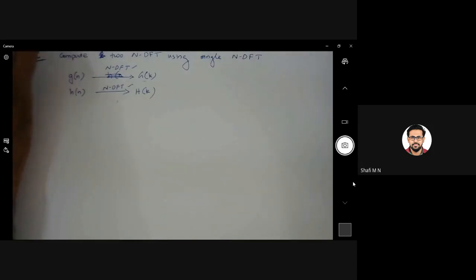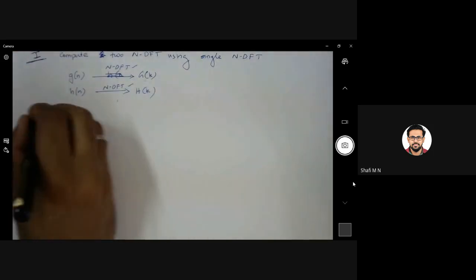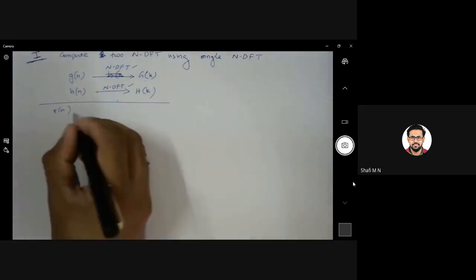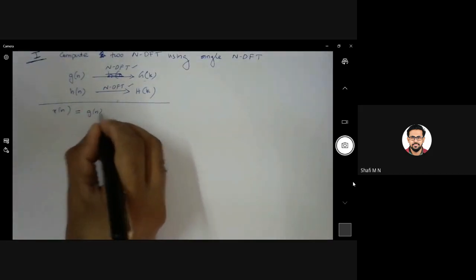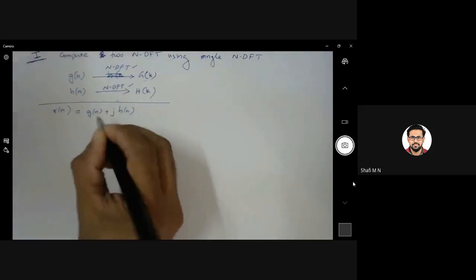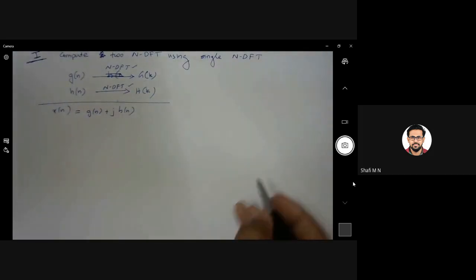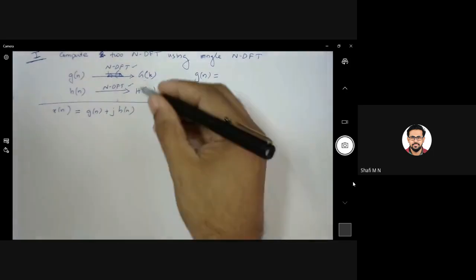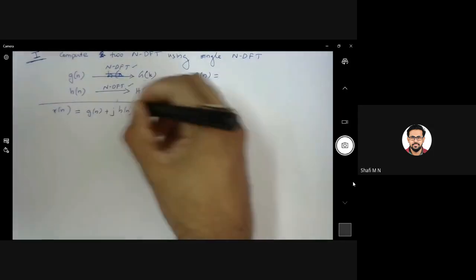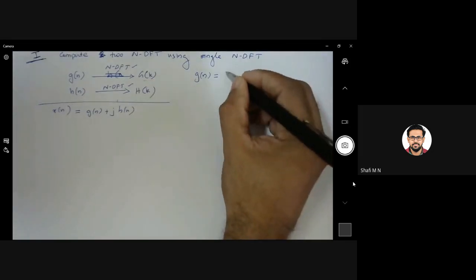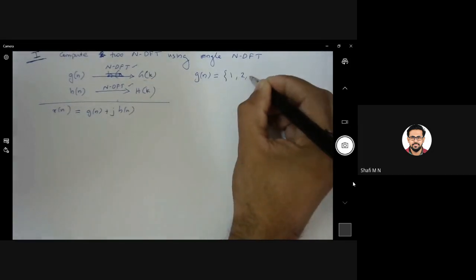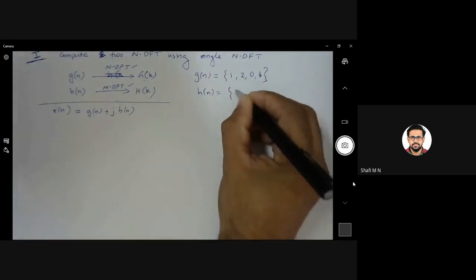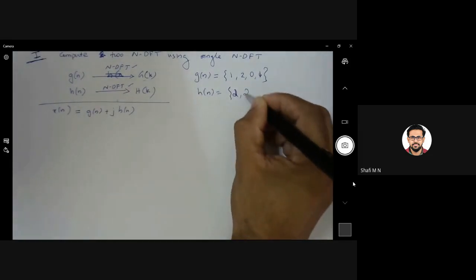And the method is, first, let me formulate a sequence, say X of n, that is equal to G of n plus j into H of n. I'm writing like this. Okay, so for example, we will work out this example. Theory for your understanding, I'm just giving you this example. We will work it out later. So consider 1, 2, 0, 1 as your sequence G of n. And say H of n is say 2, 2, 1, 1.